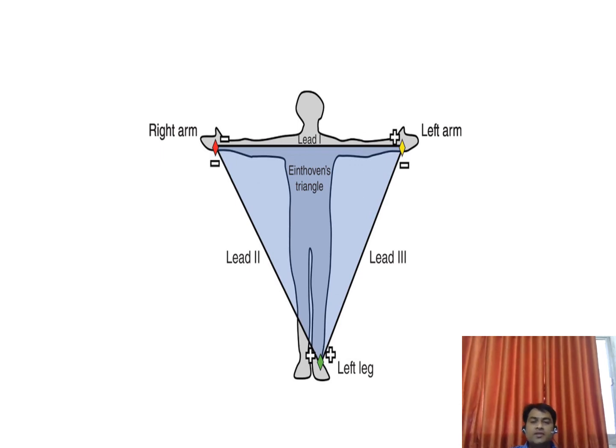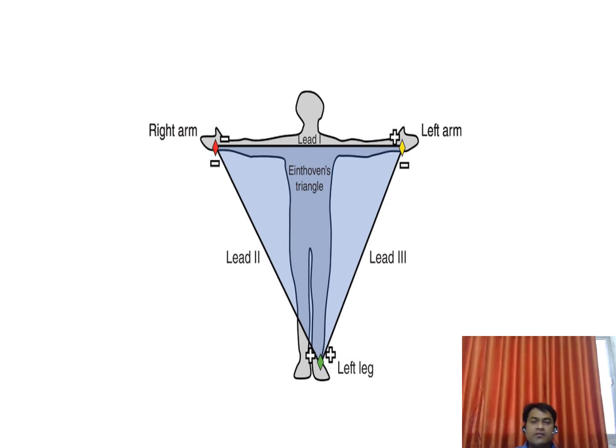So lead 1 is the combination where the negative electrode is connected to the right arm of the subject, and the positive electrode is connected to the left arm. Lead 2 is where the negative electrode is connected to the right arm, and the positive electrode is connected to the left leg. And lead 3 is where the negative electrode is connected to the left arm and the positive electrode is connected to the left leg.